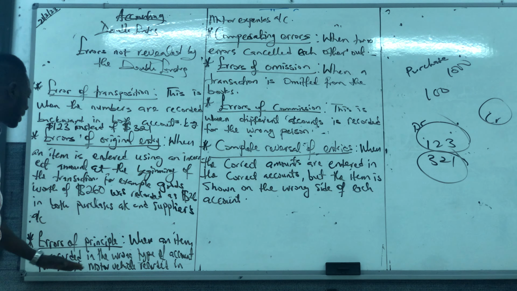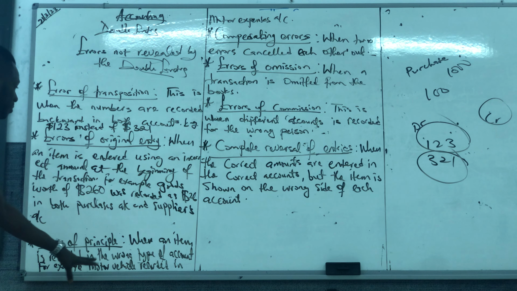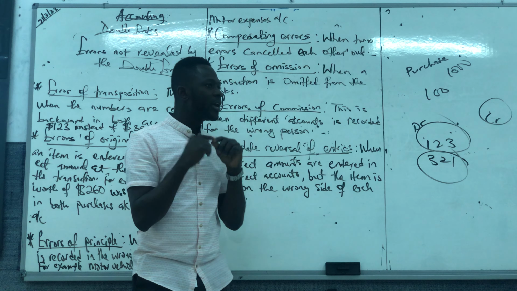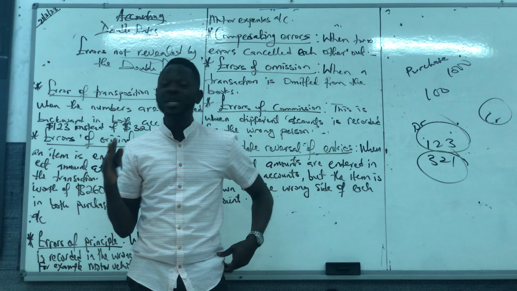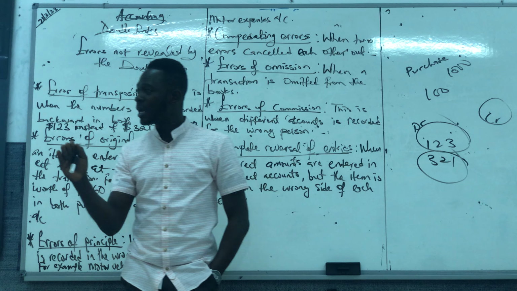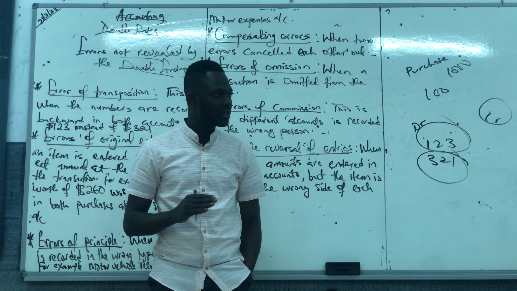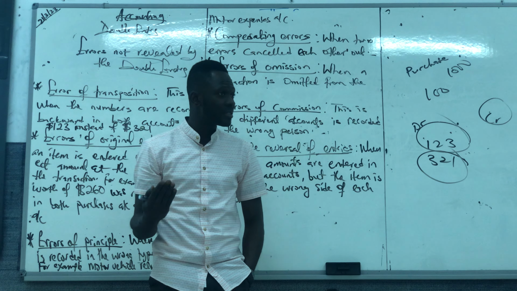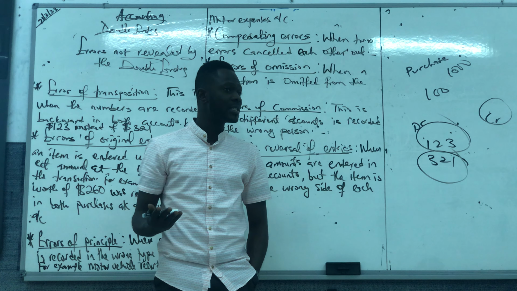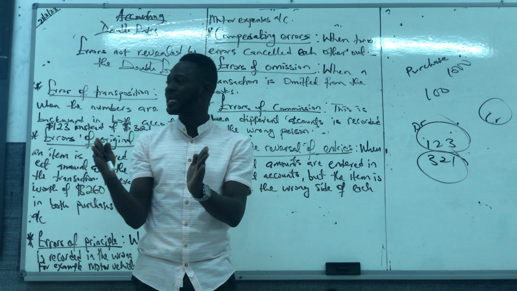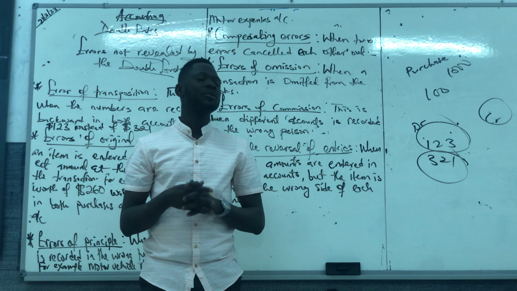When an item is recorded in the wrong type of account, for example, motor vehicle recorded in motor expenses account. Listen, motor vehicle account is different from motor expenses account. Motor vehicle account is an item on the non-current asset, a long-term asset. It's a fixed asset, motor vehicle. When you buy a motor vehicle, it's a long-term asset for the business. Yes or no?